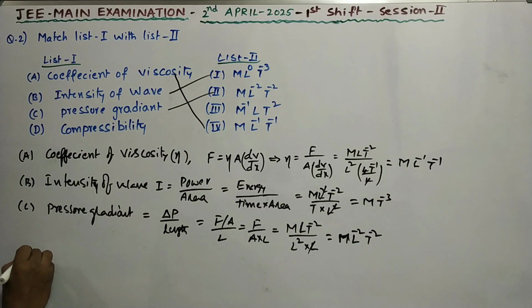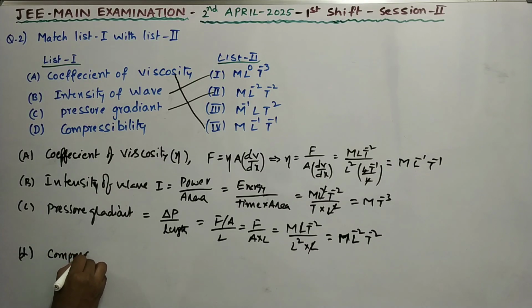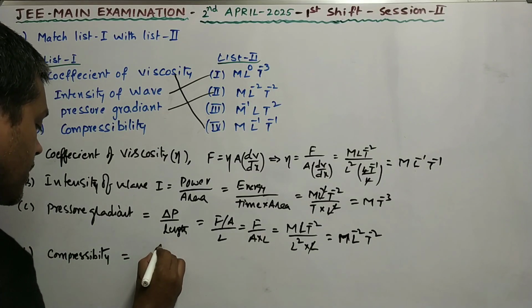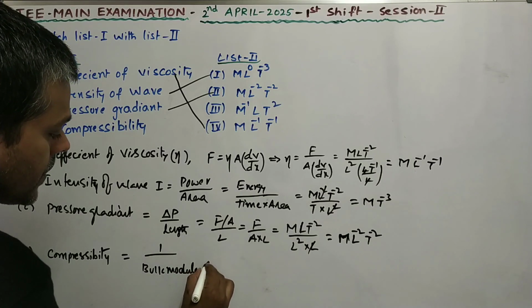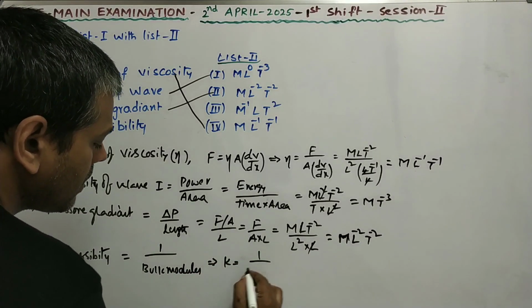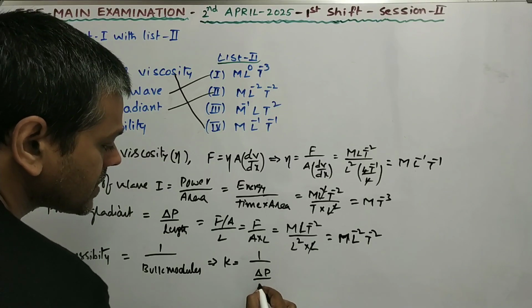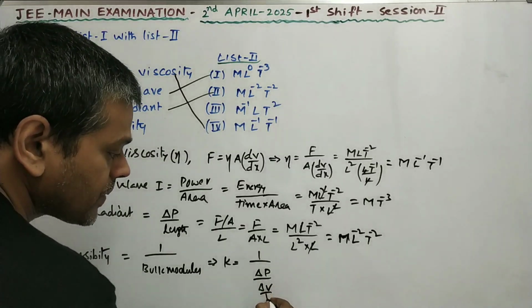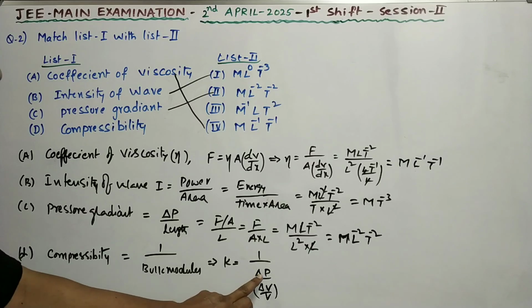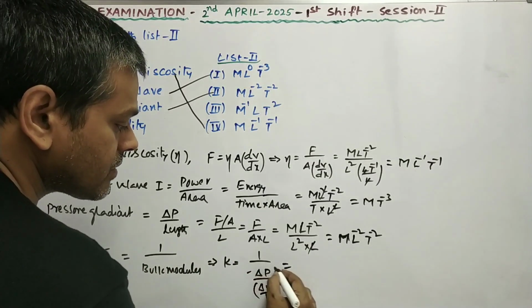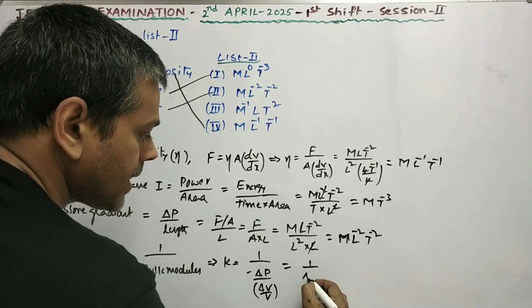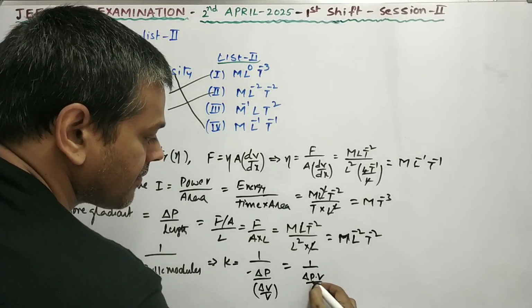Next, the fourth option, compressibility. Compressibility is nothing but the reciprocal of bulk modulus. Bulk modulus is the change in pressure by change in volume, that means volume stress by volume strain. So compressibility is 1 by delta P into V by delta V, with the minus sign.